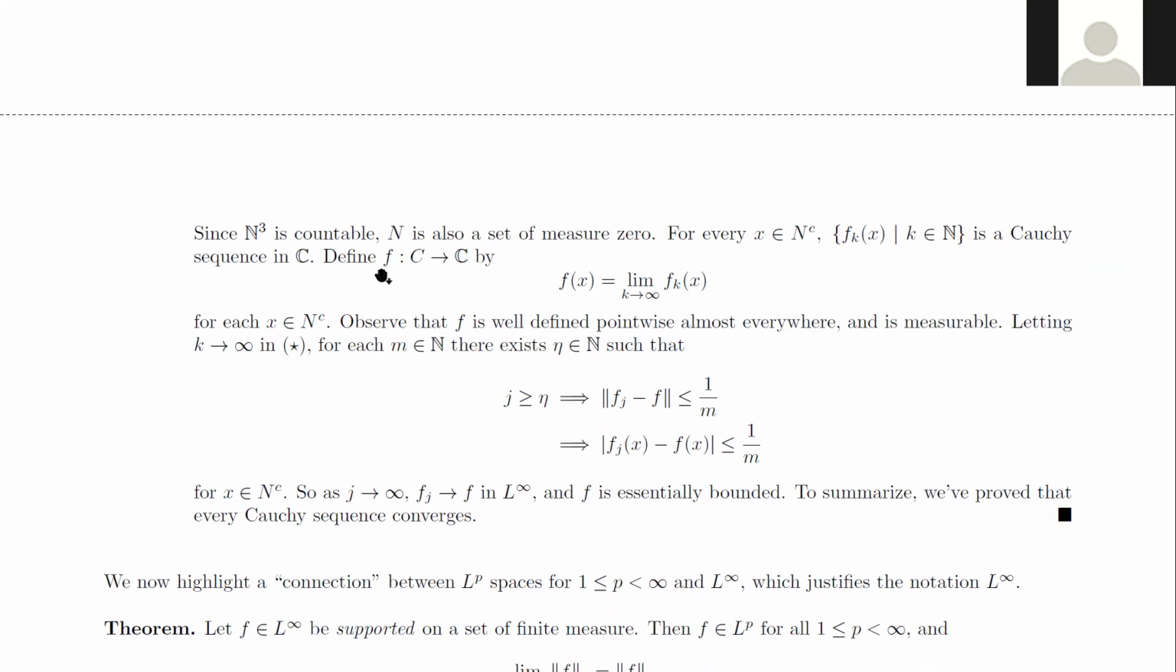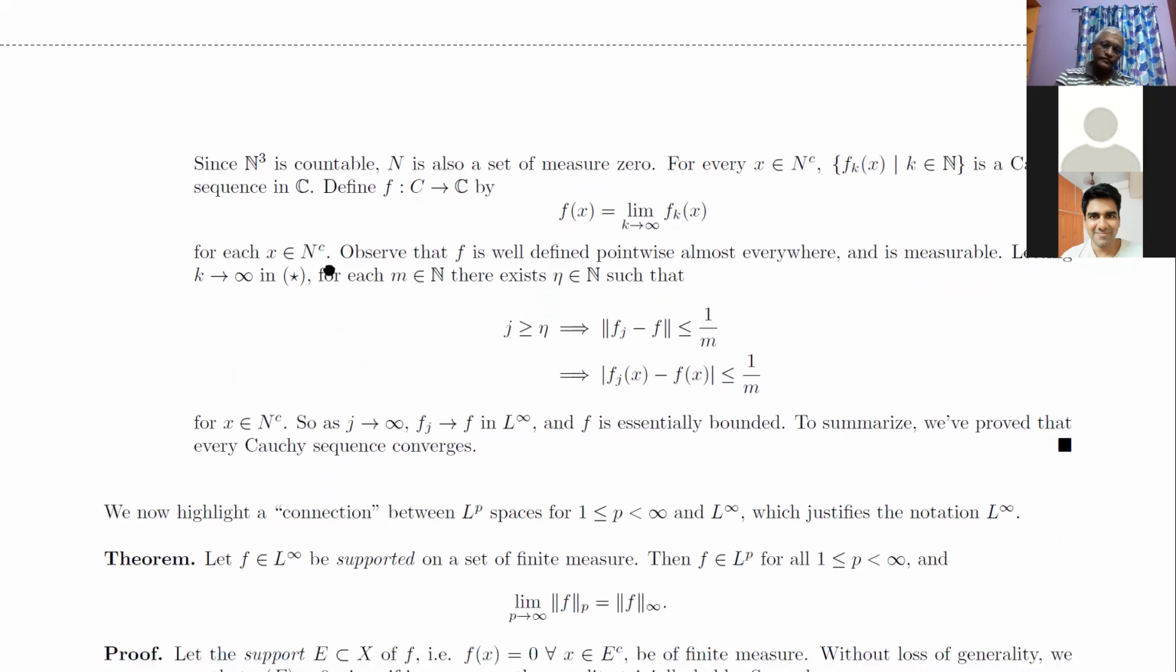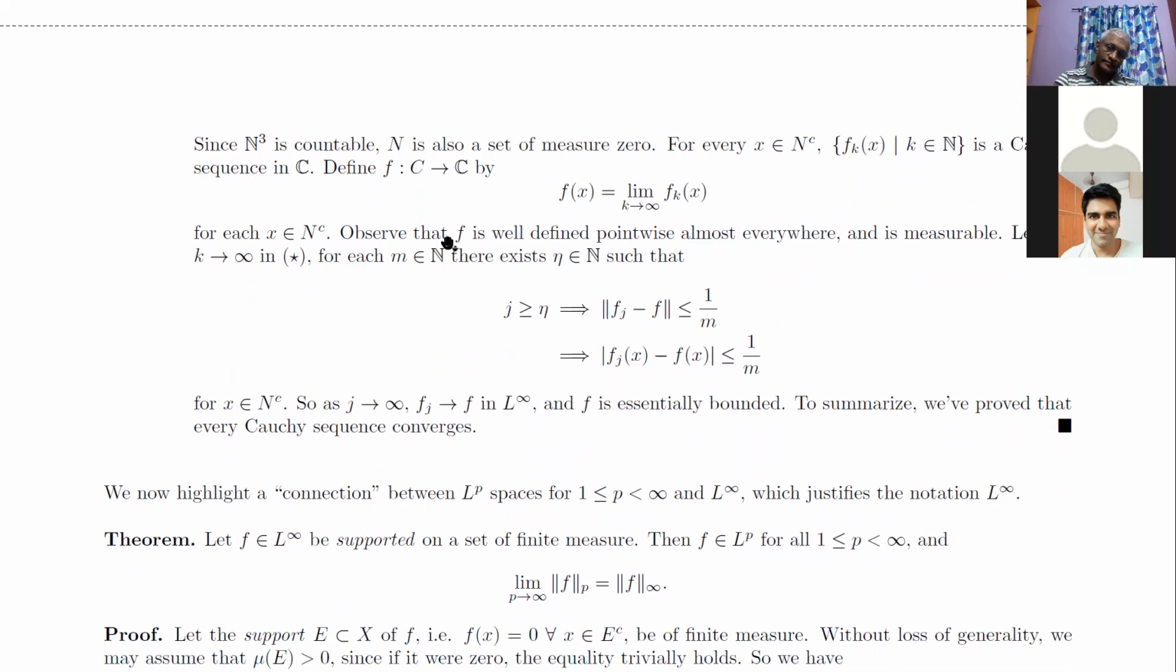So we can define a function f. I think this should have been from N complement to C. Sorry about the typo again. So f from N complement to C by f(x) equal to the limit as k tends to infinity of fk(x), for every x in the complement of the huge null set which we have got. And so clearly f is well defined, defined almost everywhere, and is measurable.